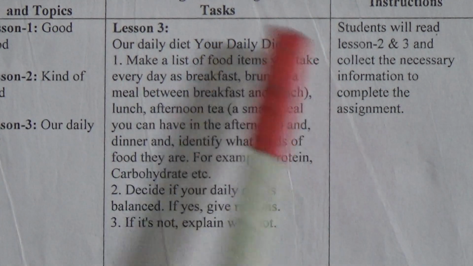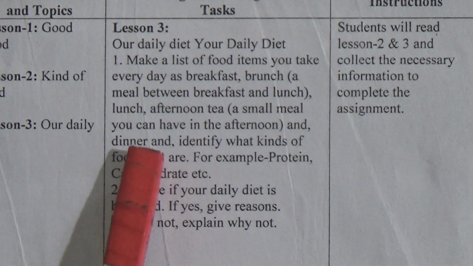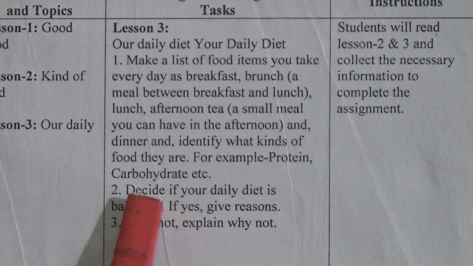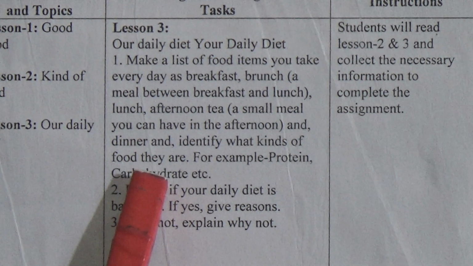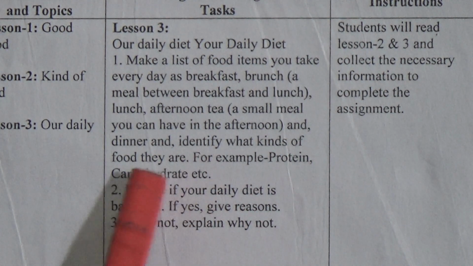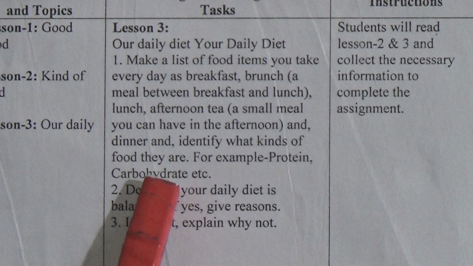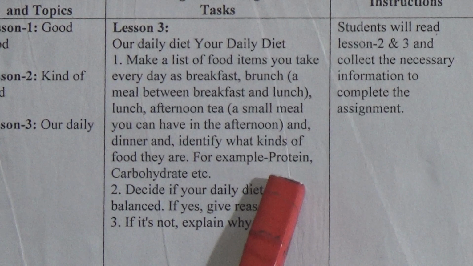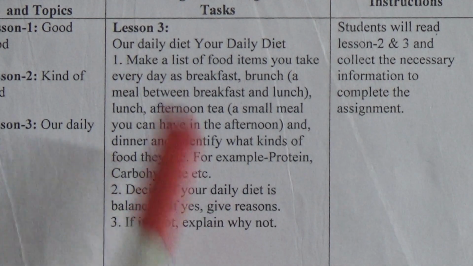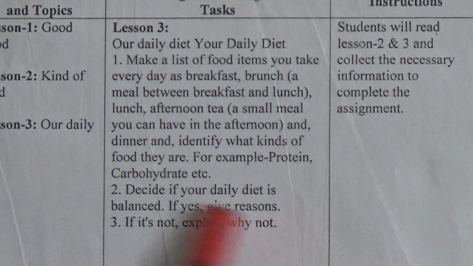So you have to make a list of all the food that you take at breakfast, brunch, your afternoon tea, and your dinner. So identify what kinds of food they are. You have to identify what you are taking every day. For example, you can write protein, carbohydrate, etc. And number 2, decide if your daily diet is balanced.